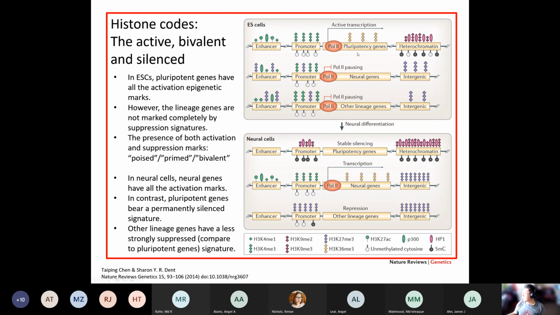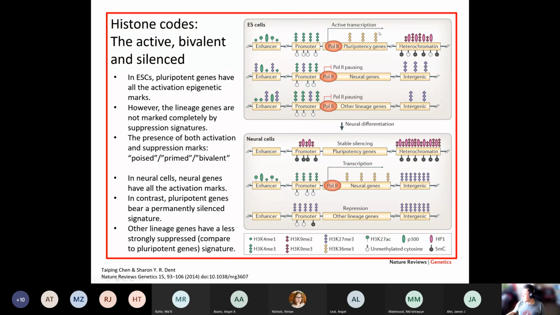So here, first of all, what we are trying to study is pluripotency genes. Pluripotency genes, of course, should be expressed in embryonic stem cells, but not in neural cells, right? So the first example here is pluripotency genes. As you can see, if you do RNA sequencing, you're going to have a lot of transcript. That means you have gene expression.